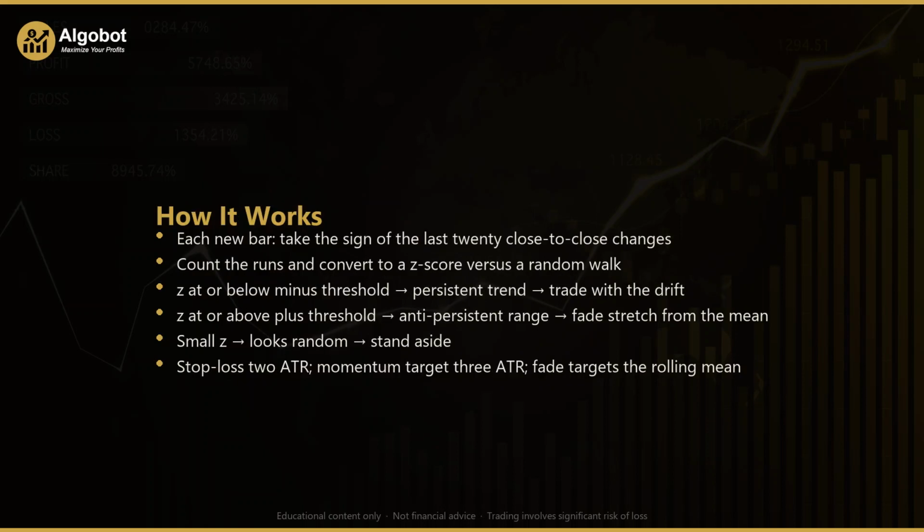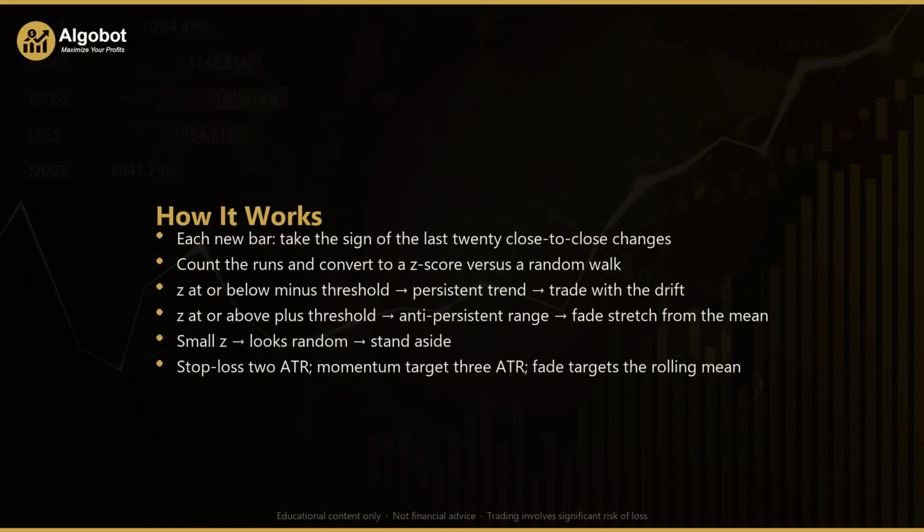Let's walk through the mechanics step by step. The EA acts once per completed bar. On each new bar, it appends the bar that just closed to a rolling buffer, then rebuilds 3 series from that buffer: highs, lows, and closes. From those, it computes the average true range over 14 bars, which it uses for both risk and for measuring stretch. Next comes the heart of the system, the Run's test z-score.